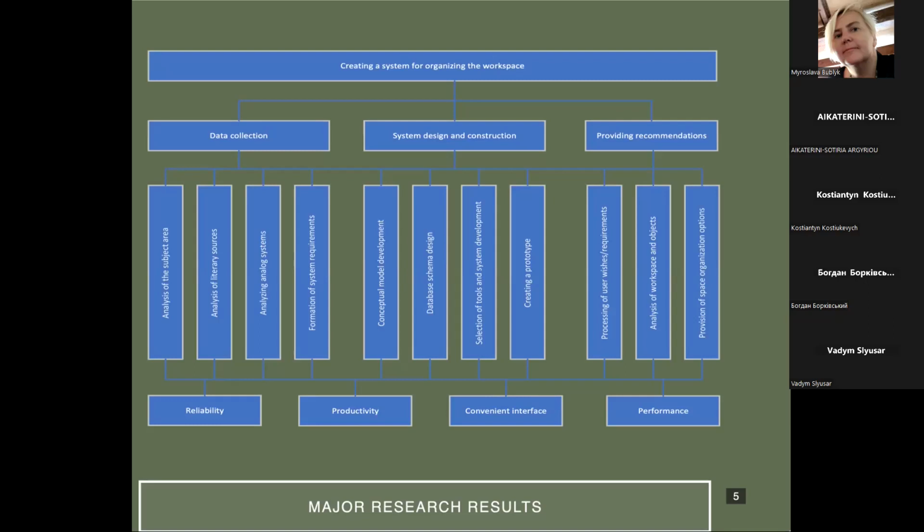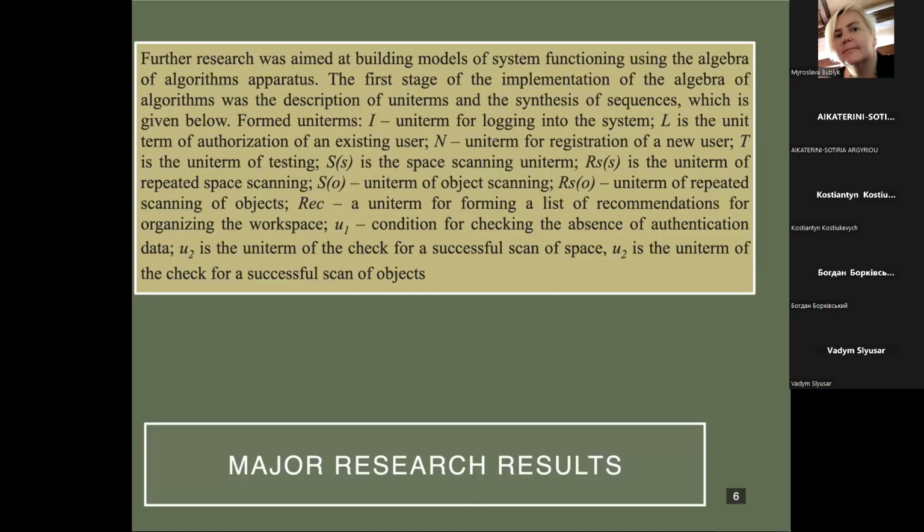It consists of a general goal, the top of the tree, which shows what needs to be achieved, and sub-goals, the fulfillment of which will allow the main goal to be achieved. The general goal is creating a system for organizing the workspace. Sub-goals have been defined to achieve the general goal. Further research was aimed at building methods of system functioning using the algorithm apparatus.